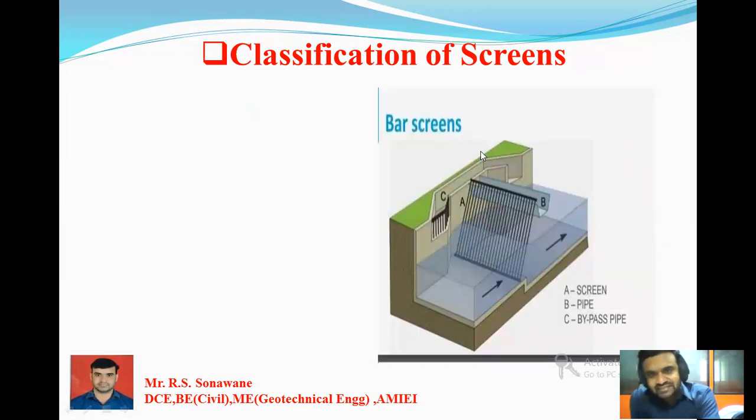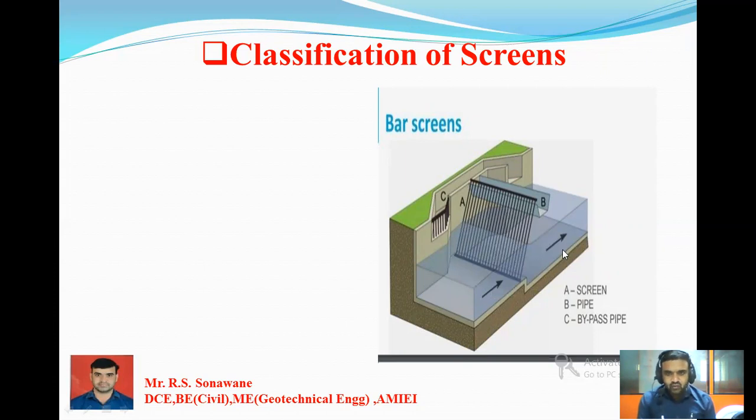So for the first one, you can see a picture of a screen chamber, an actual 3D picture. A is a screen, B is the pipe, and C is the bypass of the pipes. So this is the screening, and this arrow is the flow direction. In this flow direction, when sewage flows in the chamber, it goes through the screen, and after going through the screen there is one chamber provided lower down, before the sewage enters.